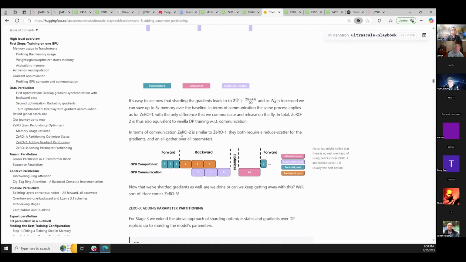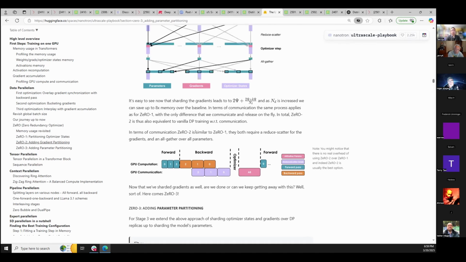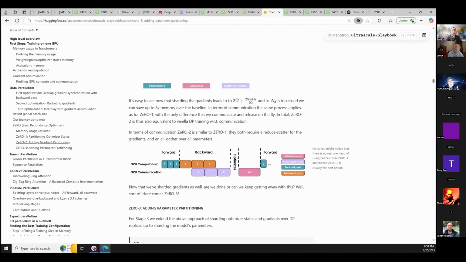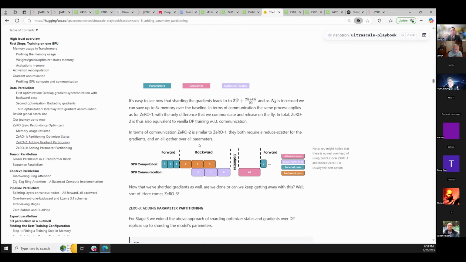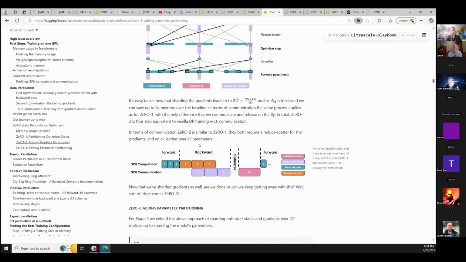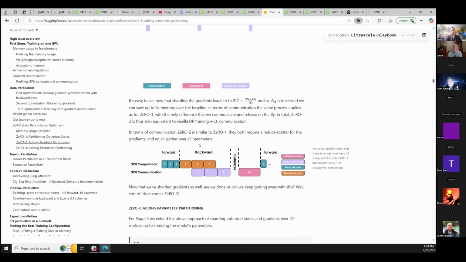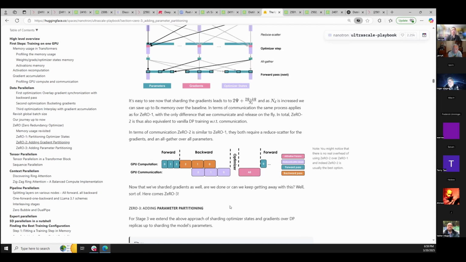the communication cost for 0, 2 is very similar, almost identical to the cost of 0, 1. So basically, there's no reason to stop at 0, 1. If you're going to do 0 at all, you might as well do 0, 2. It's going to save you more memory per GPU at no extra communication cost. So this is like the easier part of 0.